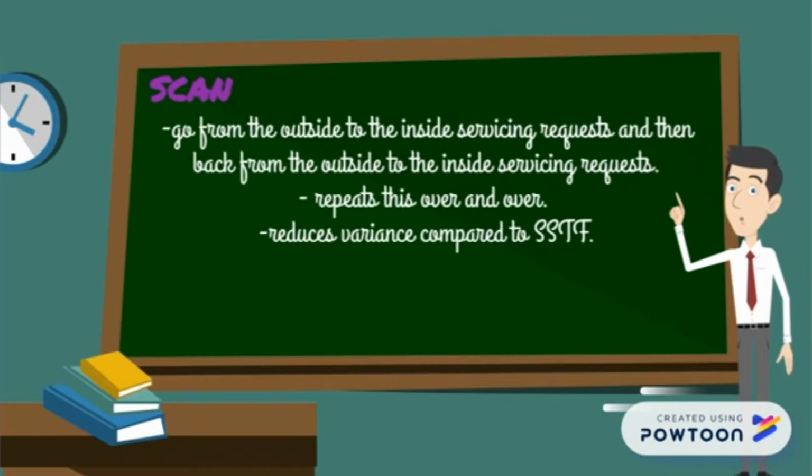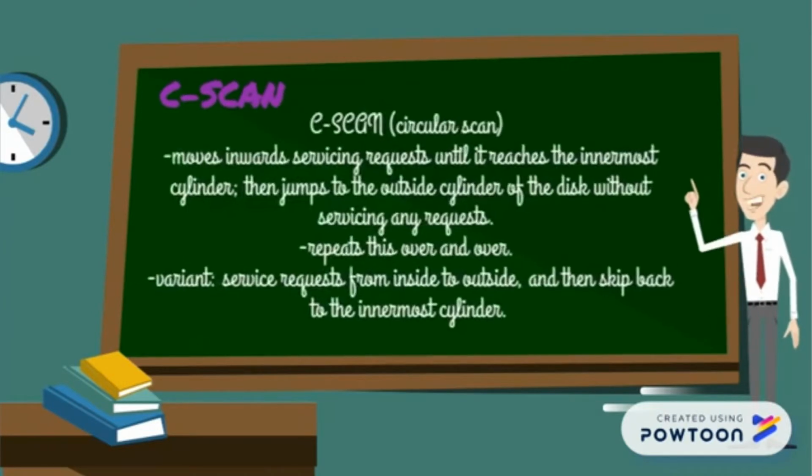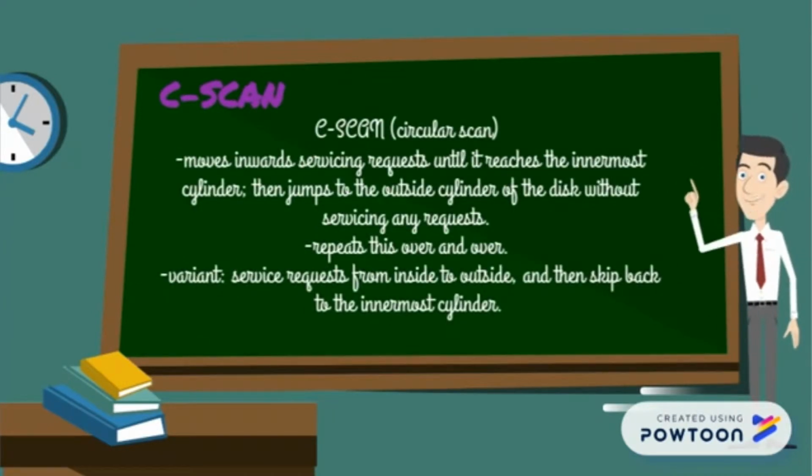SCAN. Go from the outside to the inside servicing requests, and then back from the inside to the outside servicing requests. It repeats this over and over. It reduces variance compared to SSTF. C-SCAN, or circular scan, moves inward servicing requests until it reaches the innermost cylinder, then jumps to the outside cylinder of the disk without servicing any requests. It repeats this over and over. Variant: service requests from inside to outside, and then skip back to the innermost cylinder.